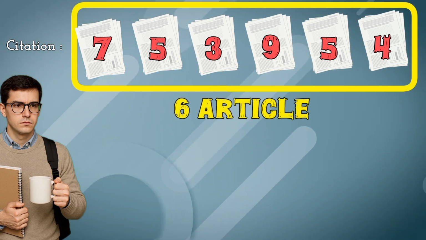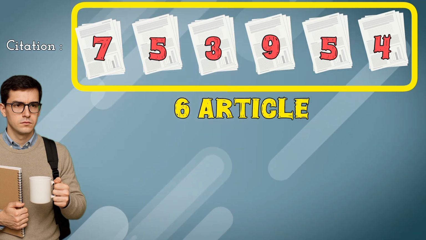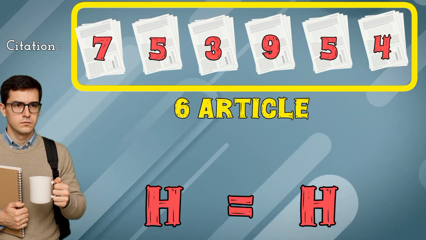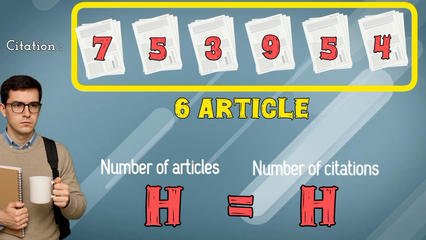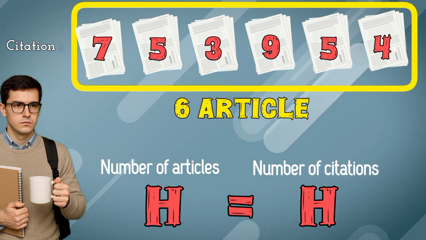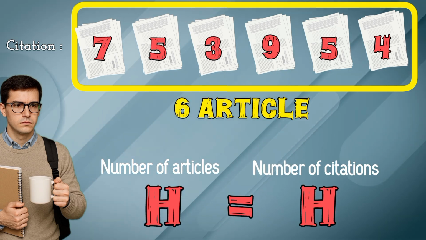I have 6 articles, each of which has been cited a specific number of times by other authors. The concept of the H-index tells us, how many articles does a researcher have? Let us call this number H, where each of those H articles has received at least H citations. To put it more simply, the number of papers and the number of citations must align and match up.